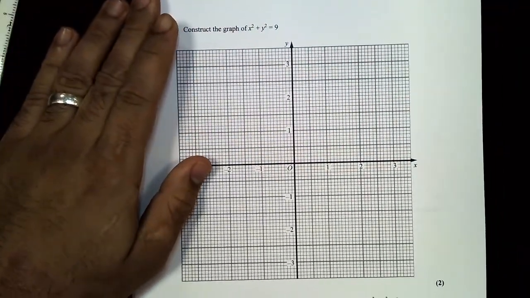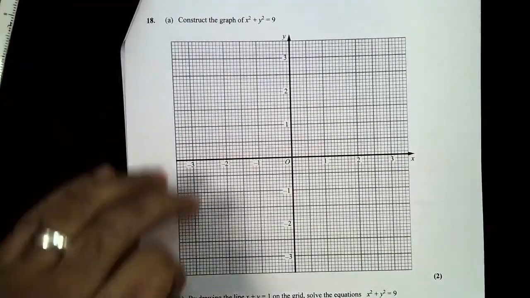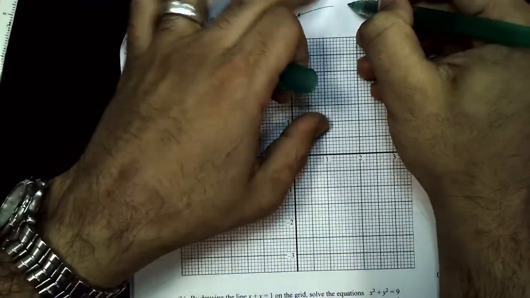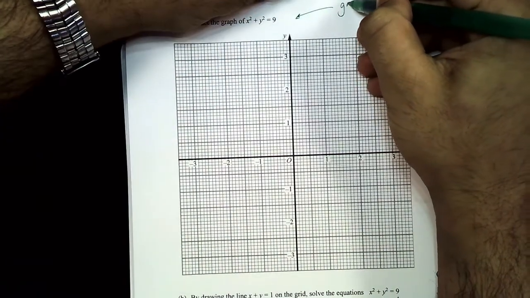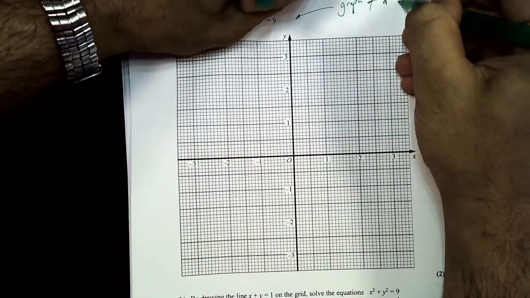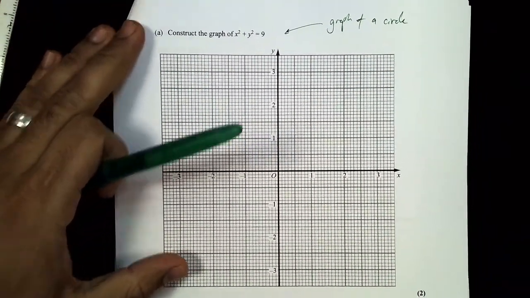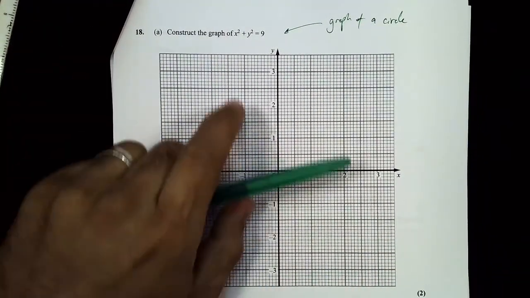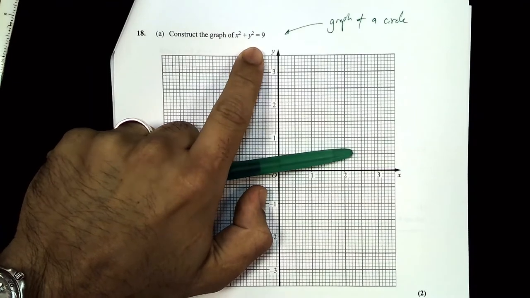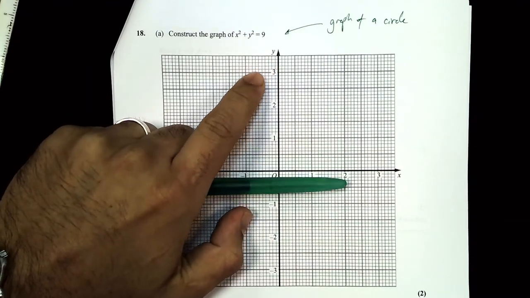Question 18. Construct the graph of x squared plus y squared equals 9. I'm straight away going to draw an arrow to this and write down graph of a circle. It's a specific type of graph. Whenever you see a question like this, x squared plus y squared equals something, that's going to be a circle.